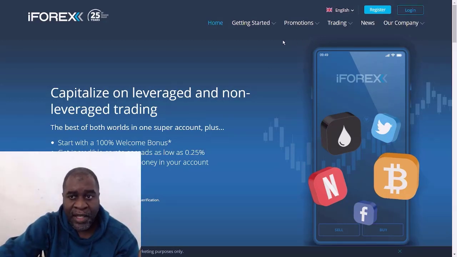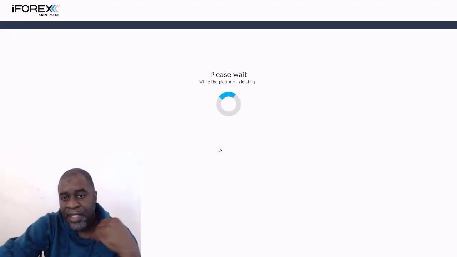So we'll start first with iForex. I'll just show briefly the capabilities of iForex versus the capabilities of Exness. I'll leave all the relevant links in the description.